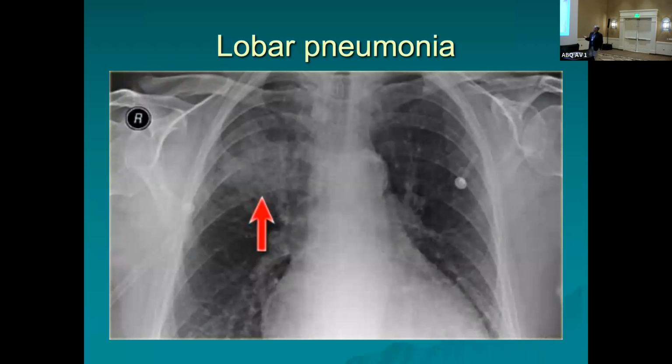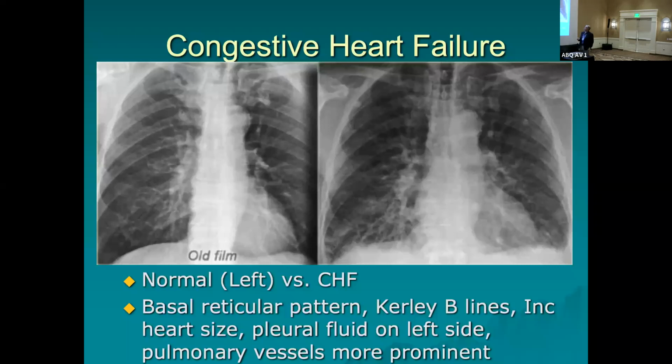Okay, here's a lobar pneumonia that you can see right here. Looking at the left side as a comparison, it's clear all the way through, but here you can see some diffuseness through the little infiltrate that's present in the right upper lobe. So we're probably dealing with a right upper lobe pneumonia on this one.